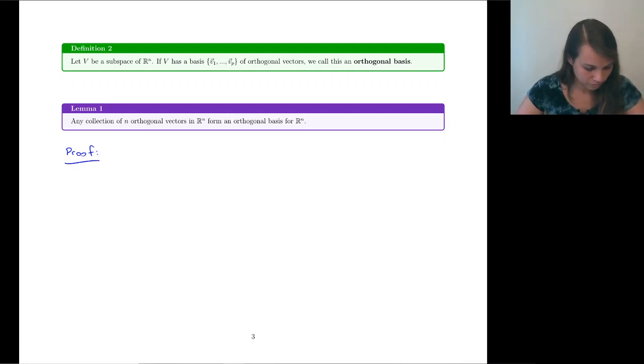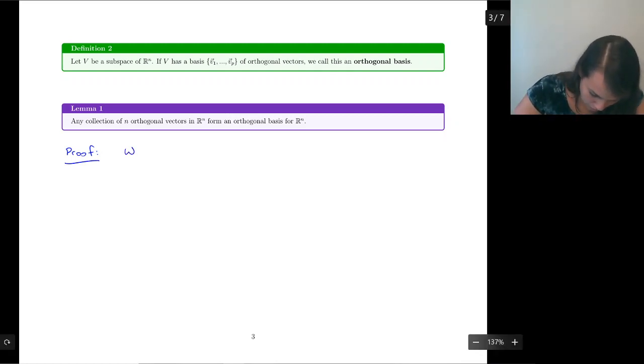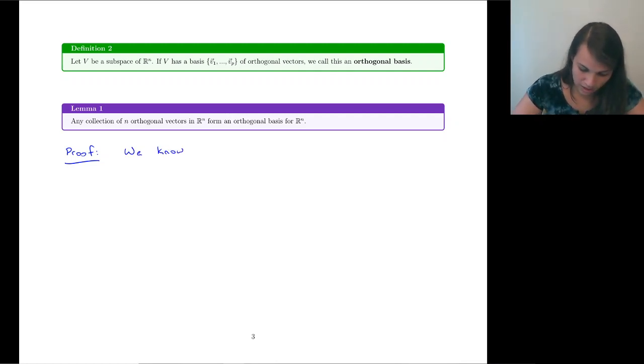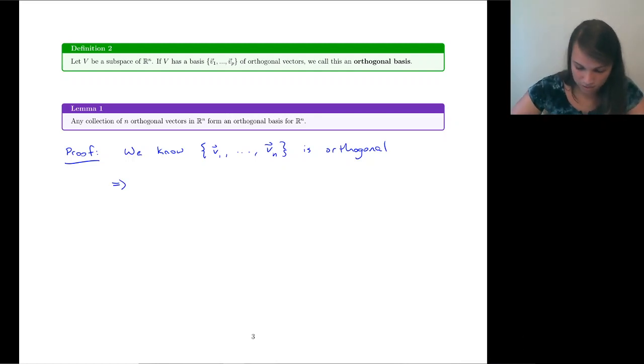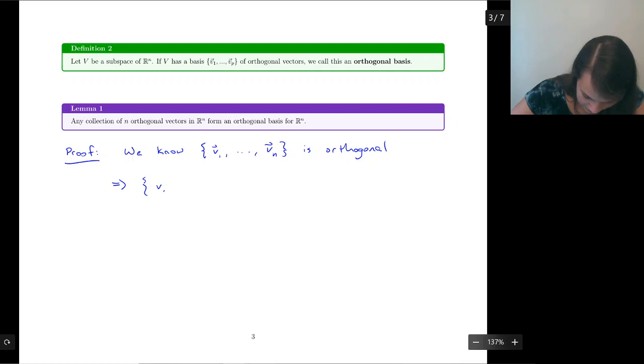Okay, so proof. We started with any collection of n orthogonal vectors. So we know we have a collection of vectors that is orthogonal. And then by the last page, we now know that these are going to be linearly independent.